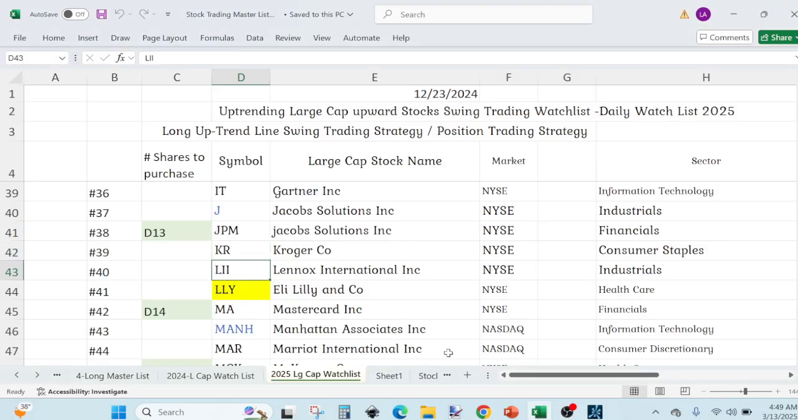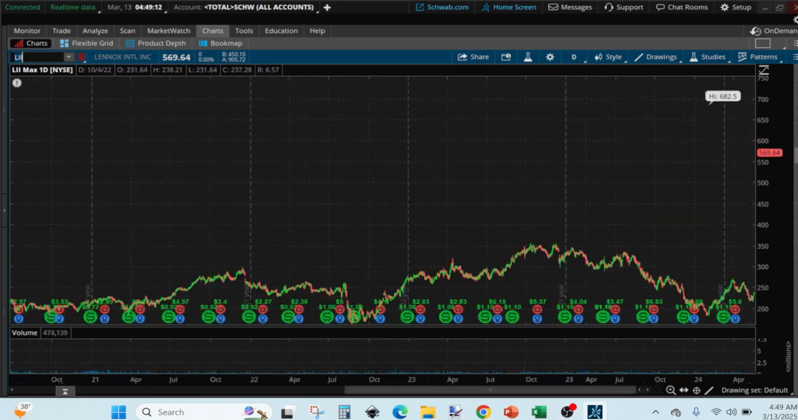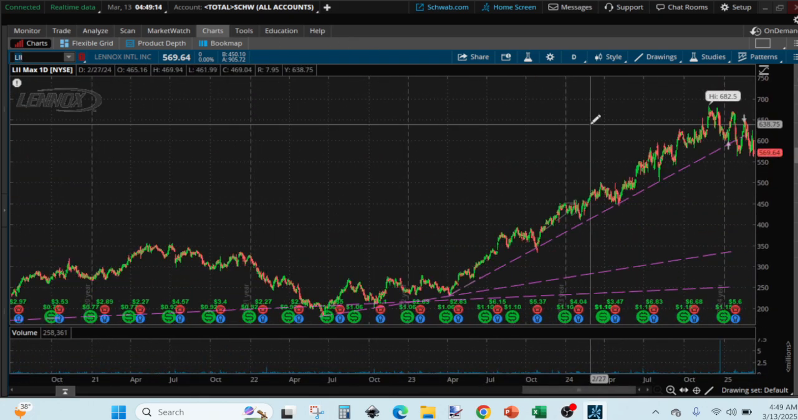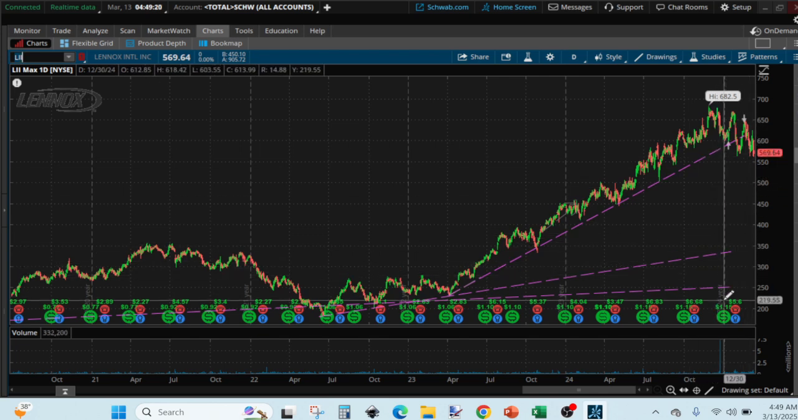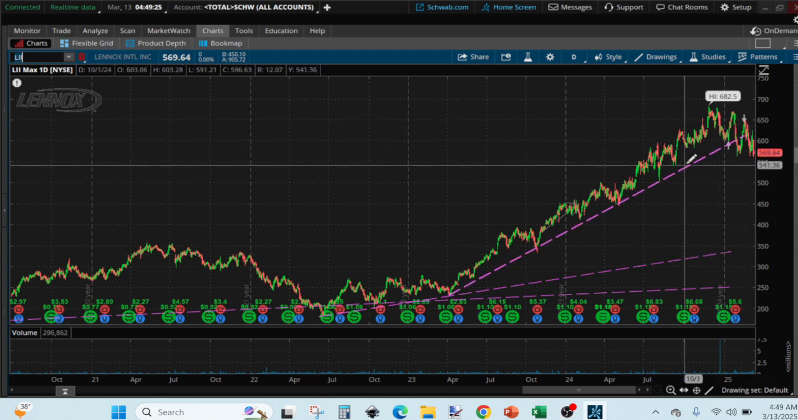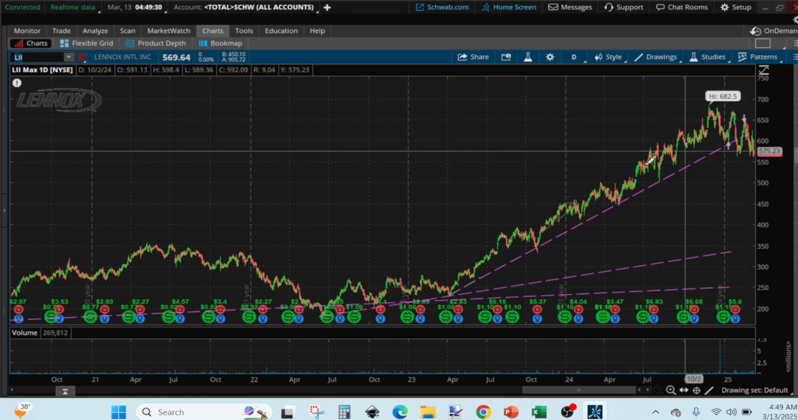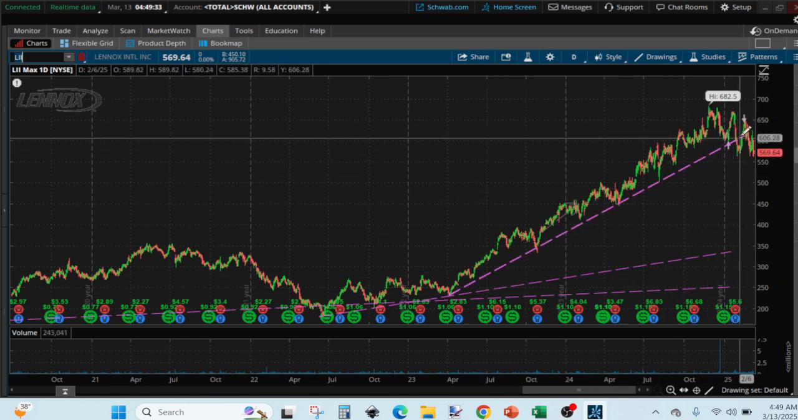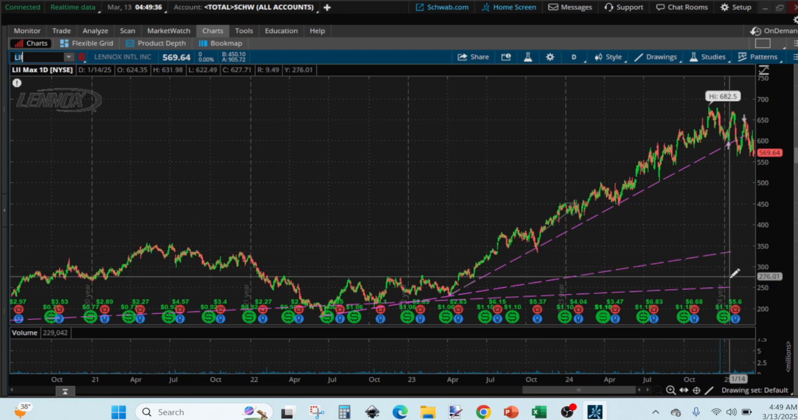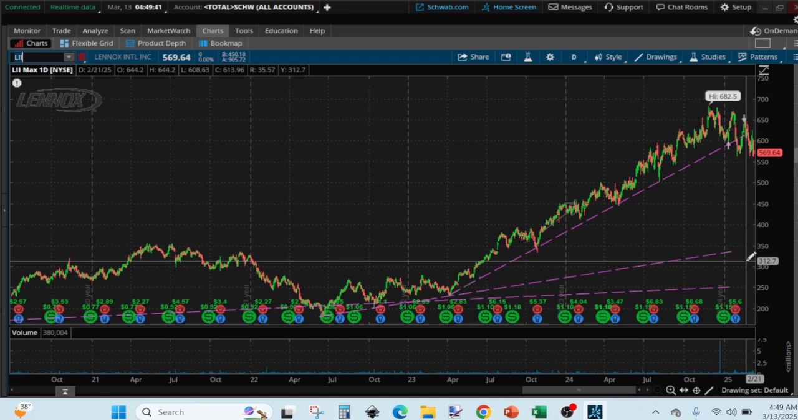The next one is LII. Okay, so LII, we have 3 uptrend lines here to buy at, but it's still higher up, and this is the far upper wall of the mountain that is supporting. So to buy it again, we will prefer to buy at either one of those 2 lines down here. So we talked about your entry point.